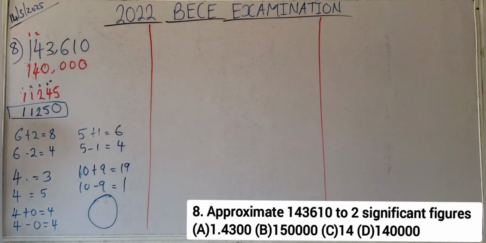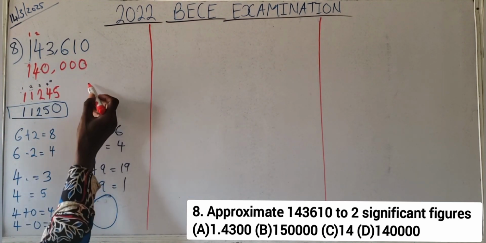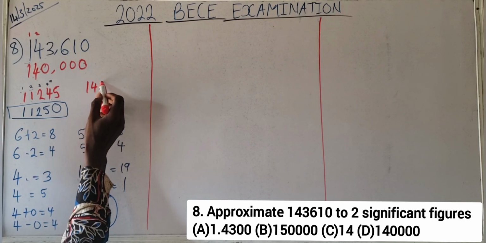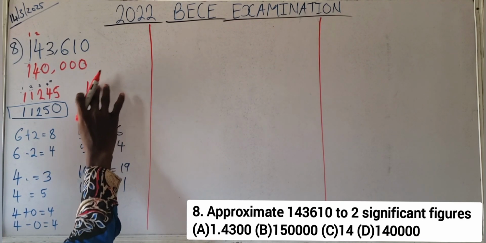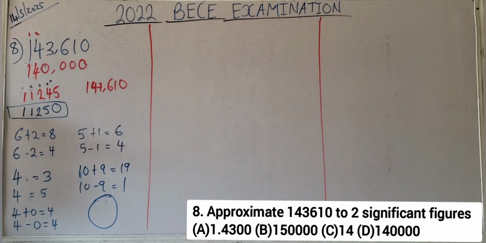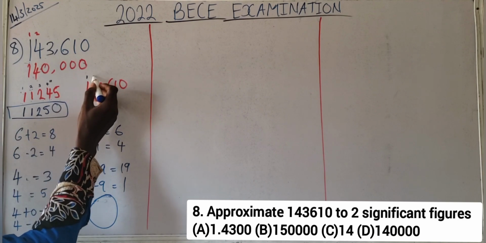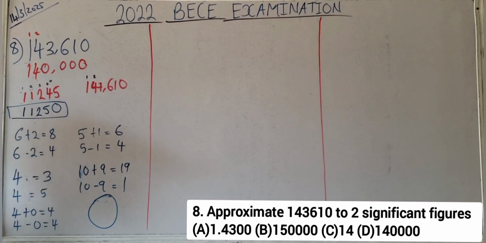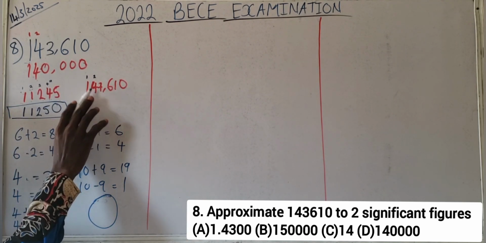This is 4. Now let's say we have another example. Let's say we are asked to approximate 147,610. We are asked to approximate it to 2 significant figures. Now you are going to count from the left. Count 2 numbers from the left. Because we are approximating to 2 significant figures, you have to count 2 numbers from the left. So this is the first number from the left, second number from the left. So the number behind the second number, if it is up to 5, you approximate it to 1 and then add it to this 4.